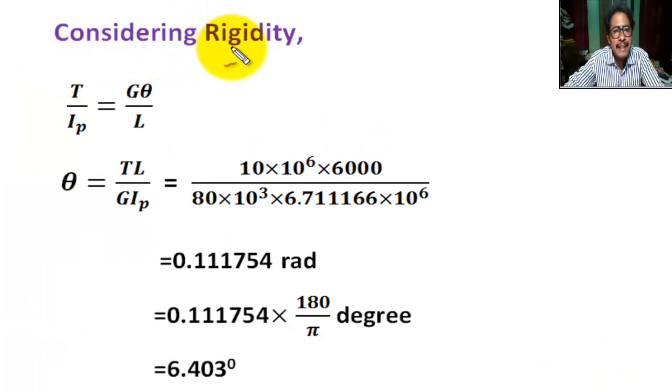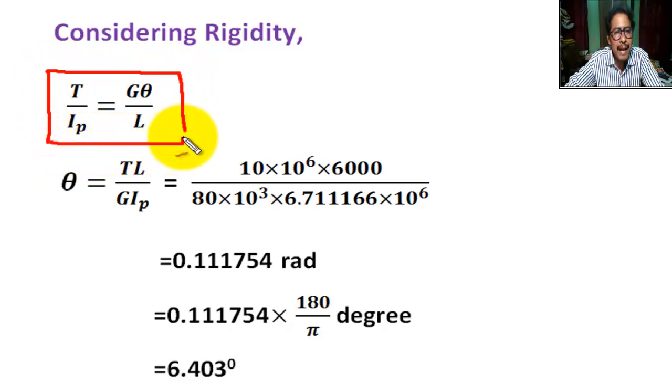Now, considering rigidity, or consideration of angle of twist, formula is T by Ip equal to G theta by L. T equal to torque transmitted by shaft, Ip equal to polar moment of inertia of hollow shaft, G is the modulus of rigidity of shaft material, theta equal to angle of twist, we find the value of theta, L equal to length of the shaft.